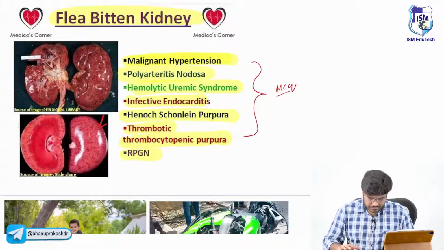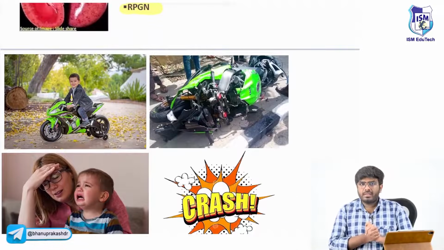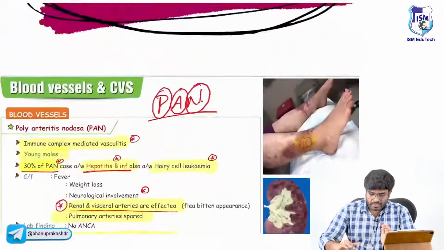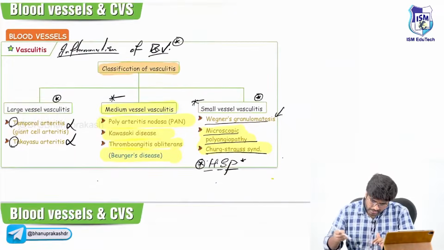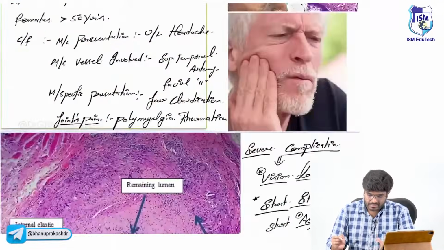Okay, done. After this, let's discuss the next type of vasculitis. Before that, now put a cross mark here. What have we completed? We have completed polyarteritis nodosa. Done. Now we have to discuss Kawasaki disease.